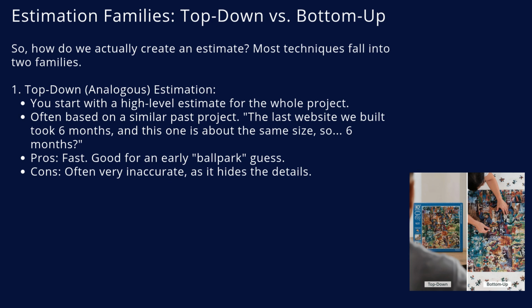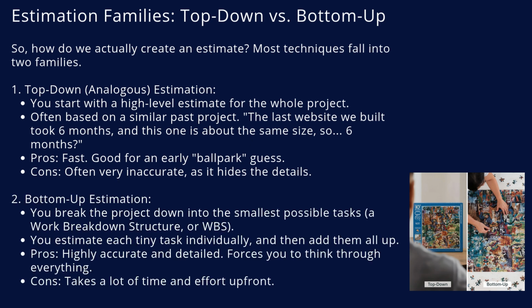It's very fast, which is why managers like it for an initial ballpark idea, but it's often very inaccurate because the details are hidden. The more professional and reliable approach is bottom-up estimation. This is the opposite. You start by breaking the entire project down into the smallest possible tasks, creating what's called a work breakdown structure, or WBS.